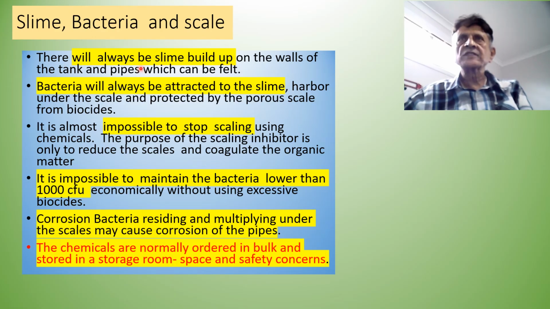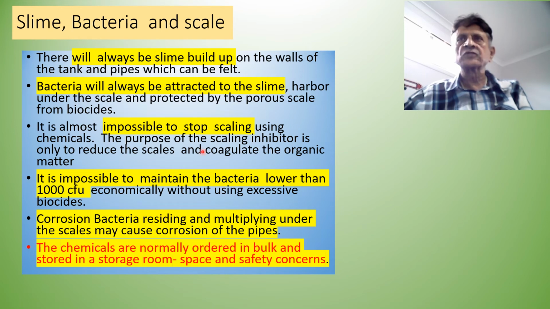There will always be a slime build up on the walls of the tank and the pipes, which we can feel as a slimy surface. Bacteria will always be attracted to the slime because they are food for the bacteria. They harbor under the scale and are protected by the porous scales from biocides. Therefore, no matter how much biocide you add, you cannot totally eliminate the bacteria.